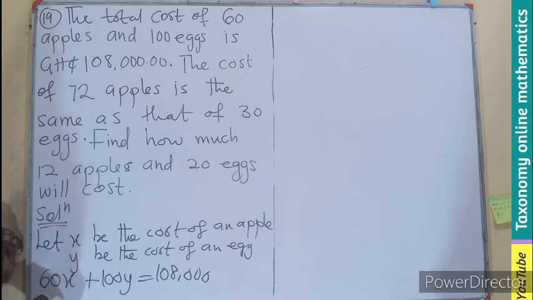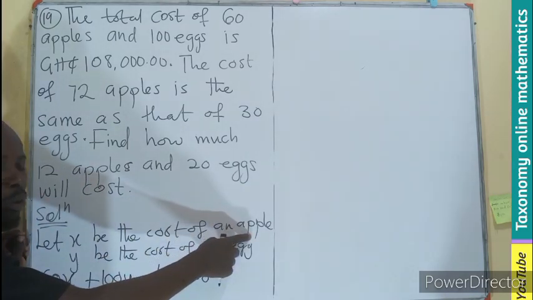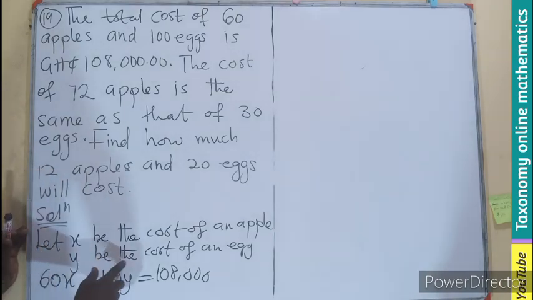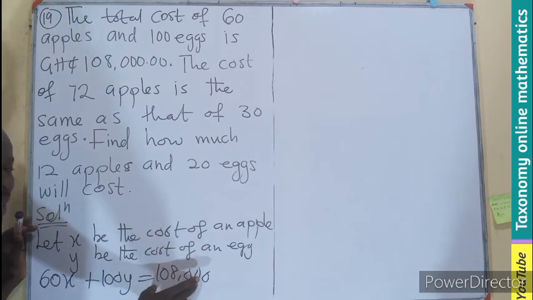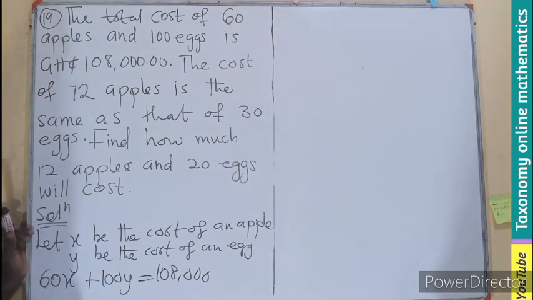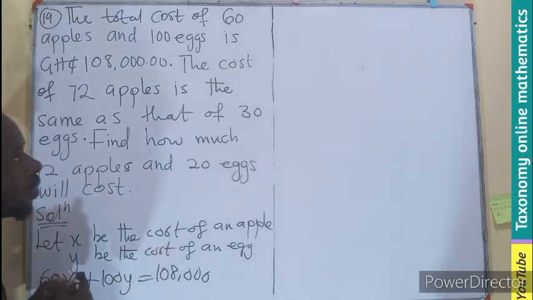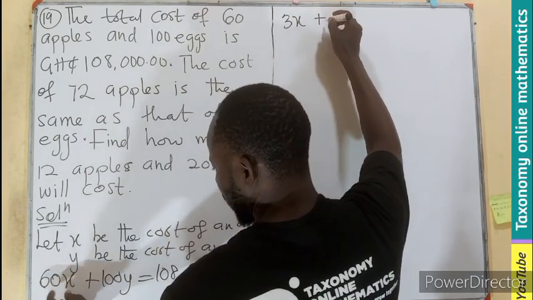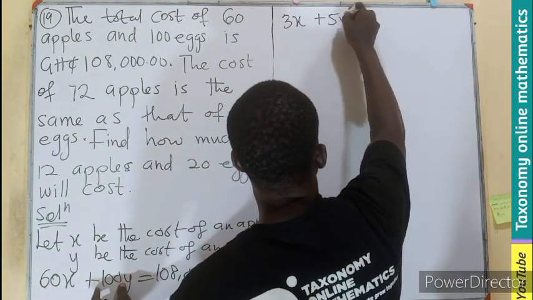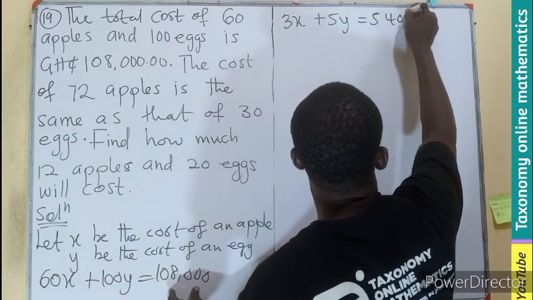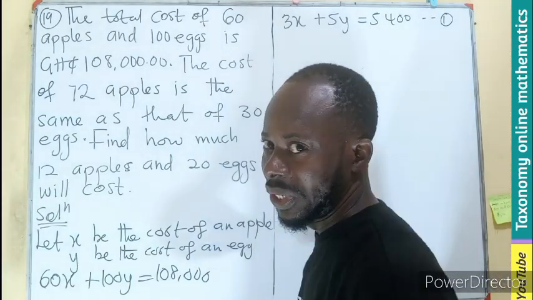The total cost: if x is the cost, imagine it is 2 cedis, meaning 2 cedis times 60 of them will be the amount you pay for buying apples. If the eggs are 10 cedis, meaning 100 times 10, give it total. When you add it to this, you should be realizing 108,000 Ghana cedis. So that is the first equation. But I see 10 being a common factor, 2 as well. So I'll use 20, dividing this to give us 3x, and 20 divided into 100 gives 5y. Then 20 divided into 108,000 gives 5,400 as the first equation.